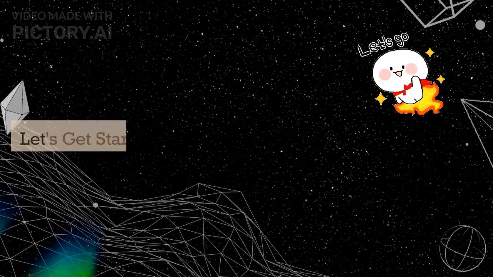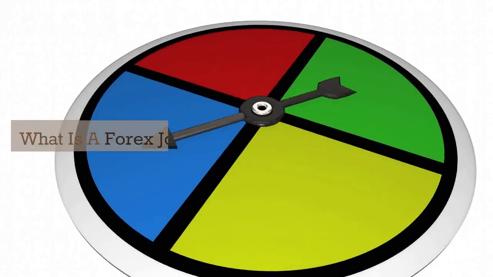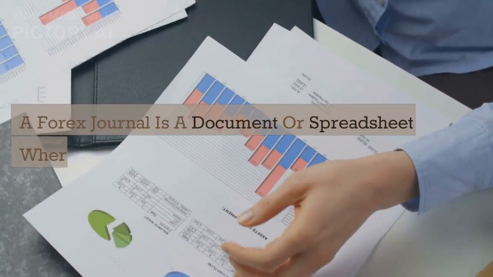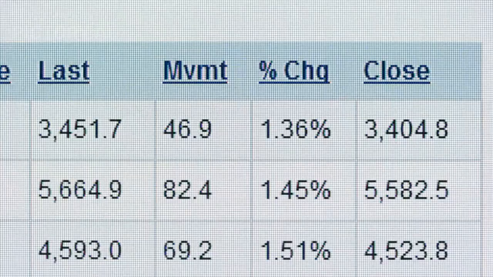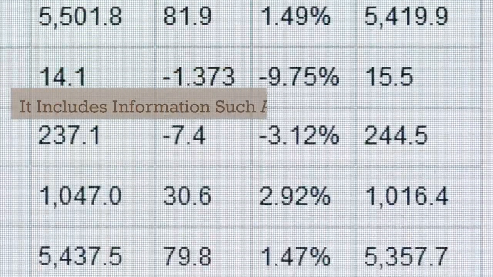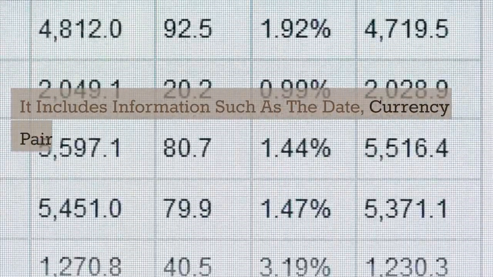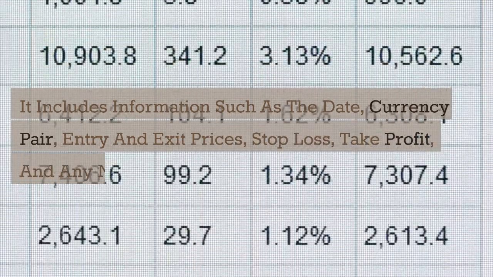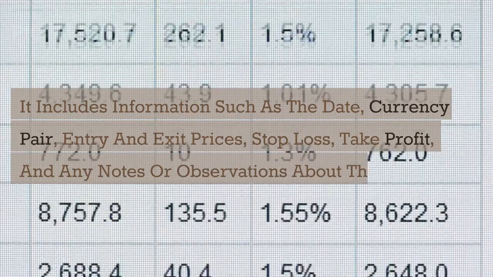Let's get started. What is a Forex journal? A Forex journal is a document or spreadsheet where you record all of your trades. It includes information such as the date, currency pair, entry and exit prices, stop loss, take profit, and any notes or observations about the trade.